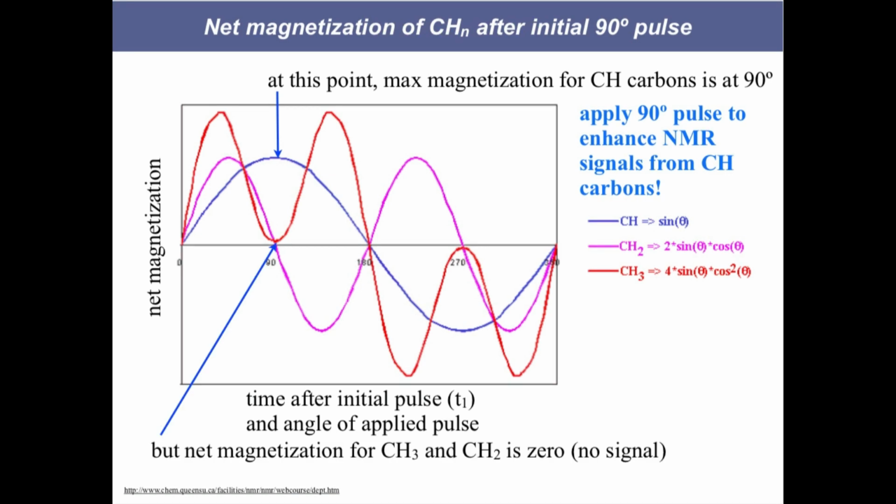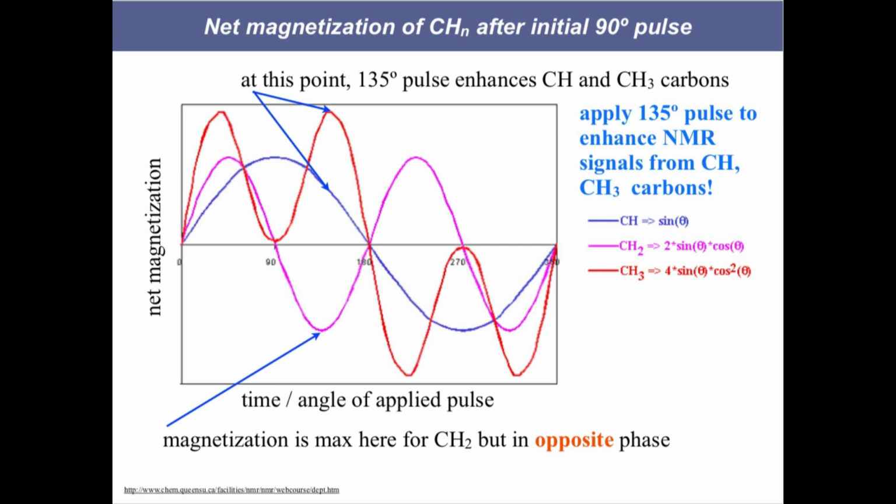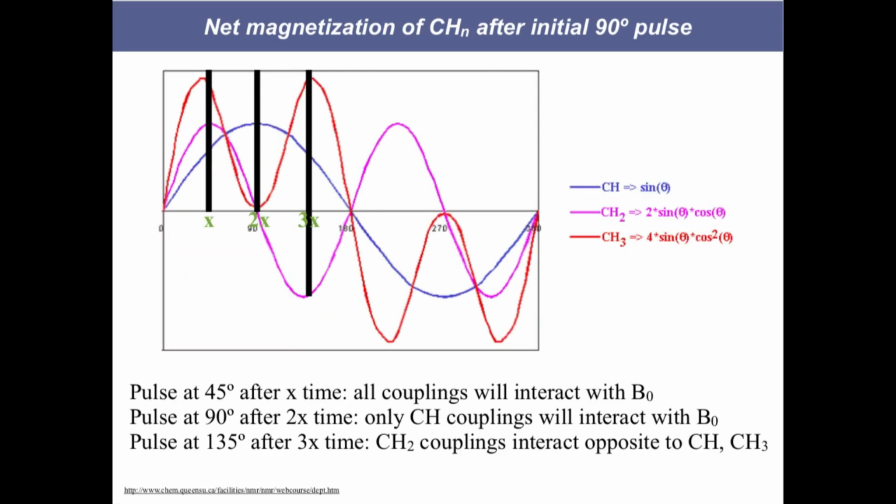At this point, net magnetization will be 0 for CH3 and CH2. There'll be no signal. If we look here at 135, we have enhancement of the CH signals in blue and the CH3 signals in red, and we have magnetization of the CH2s in the opposite phase, so in the opposite direction relative to our B0. So we can break this up into 3 different time categories.